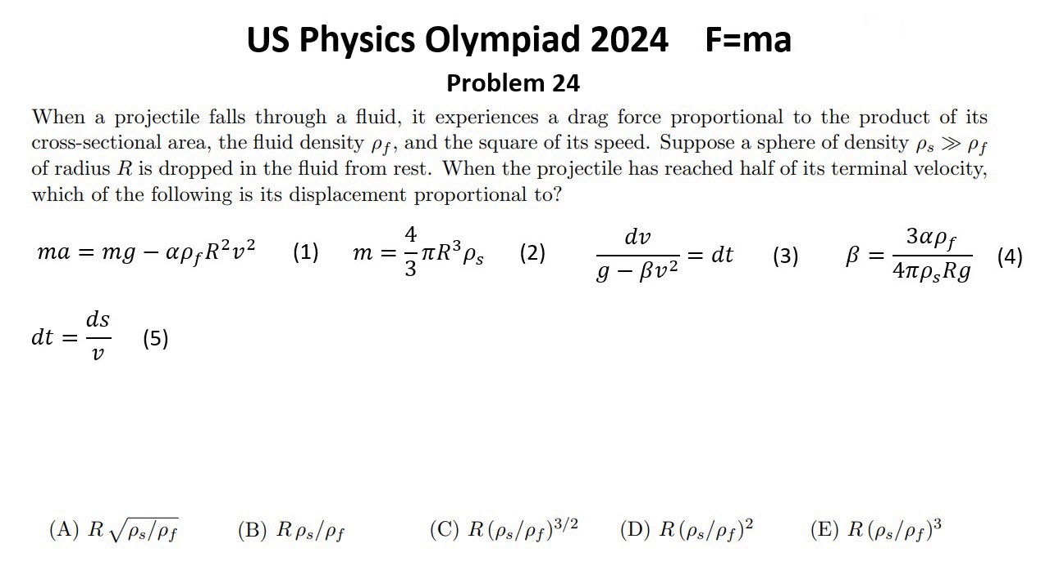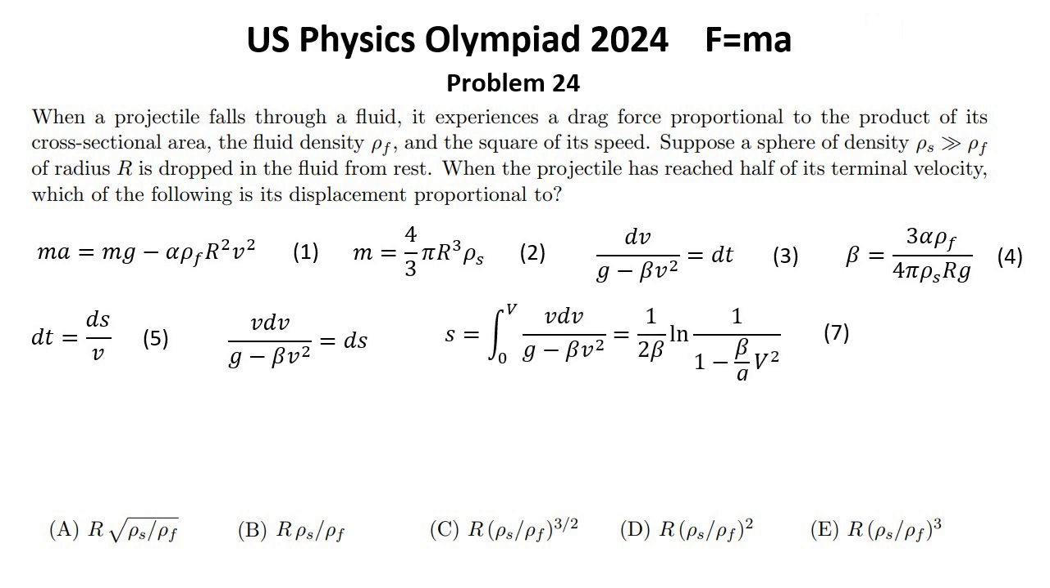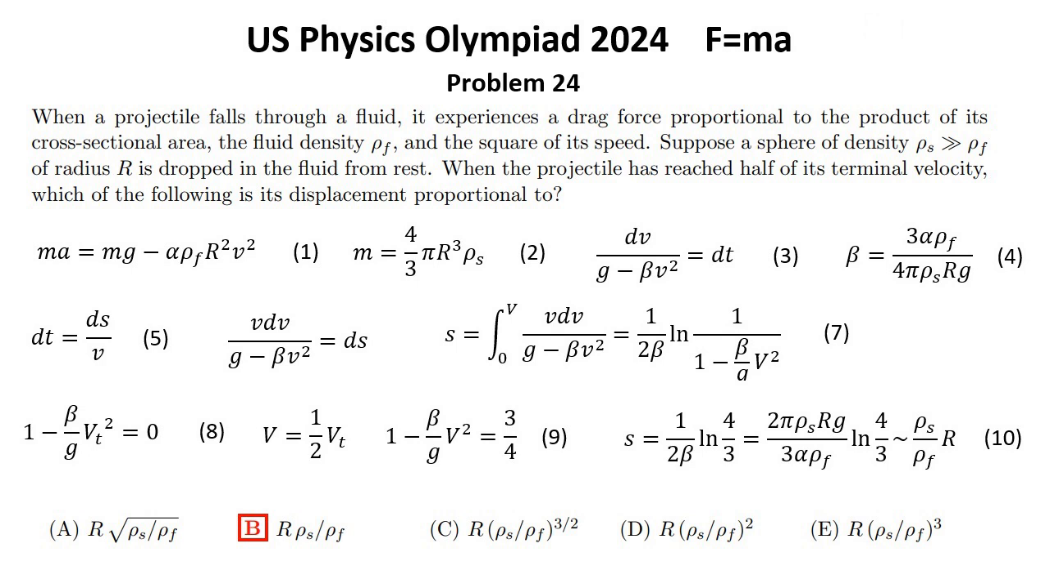Next, since time is expressed through distance and velocity by formula 5, we can use it in formula 3 to obtain the dependence of distance on velocity through formula 6. This formula is easily integrated as 7. Next, using the expression for terminal velocity 8 and the expression for half terminal velocity 9, we get the final answer in the form of 10, which gives us the distance dependence on densities and radius in the form of answer B. And this was the solution to problem number 24.